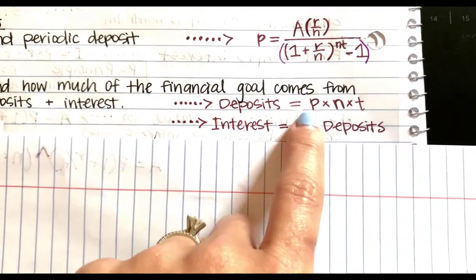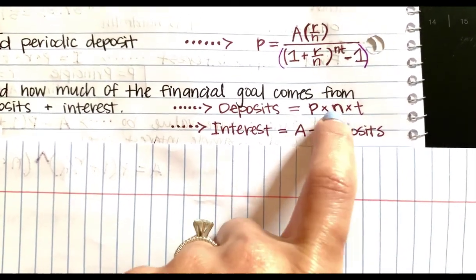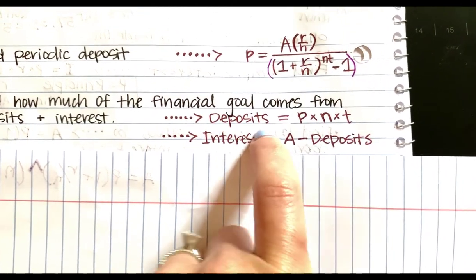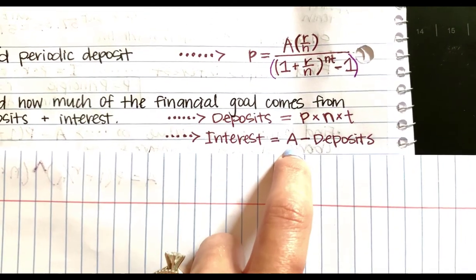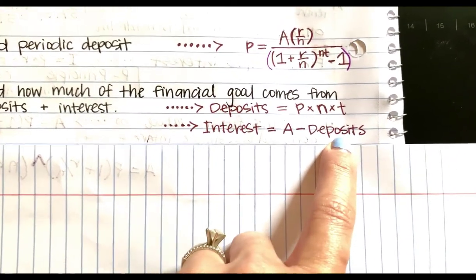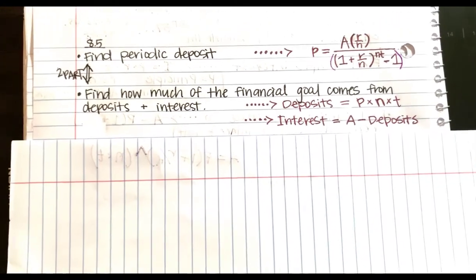So our deposits is everything that we put in. So our periodic deposit, how often we do it and for how many years is our total deposits. And then our interest, we take the financial goal minus our deposits, and that is how much interest that we have made on our account.